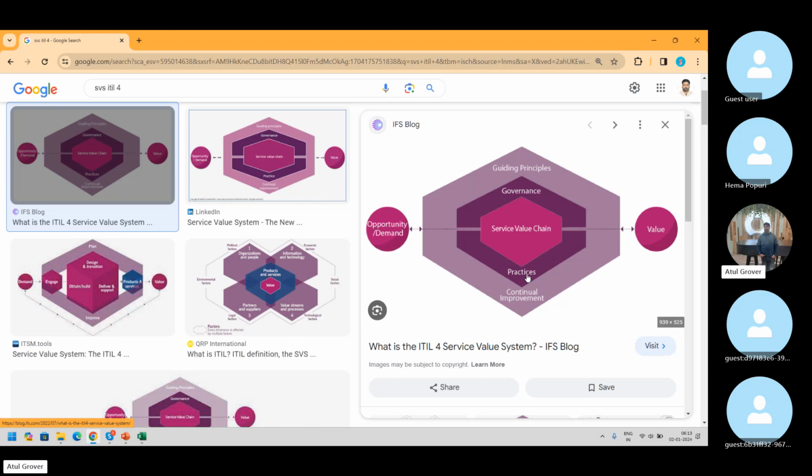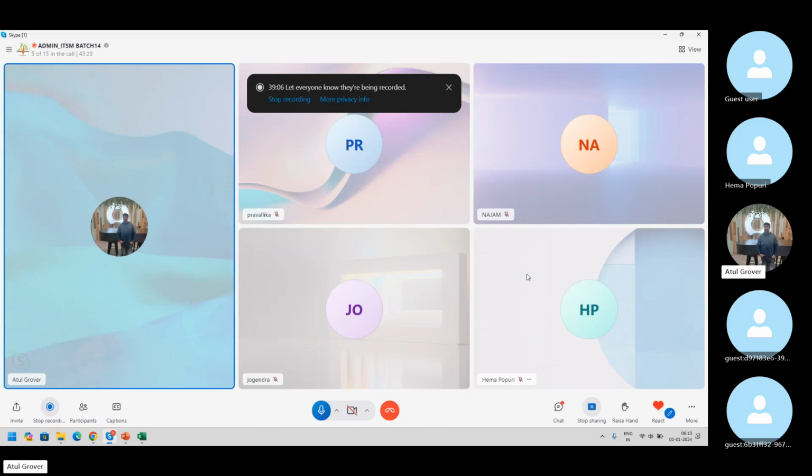Then practice. Earlier, in ITIL V3, there was a concept called processes. And now they call it a practice. Like I am working in a company where I am working in the ServiceNow practice. Hema is working in a company. She is working in a logistics and manufacturing practice. Nazam is working in a company. He is working in a research and development practice.